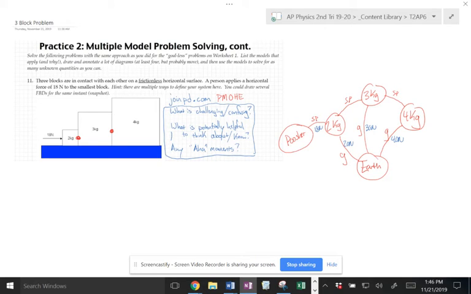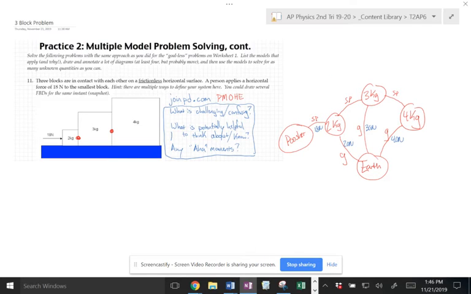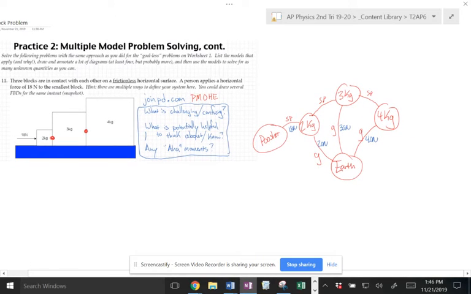All right. Anything else we need to have here in our system schema? So interaction with what object? I mean, it doesn't really say table or anything. It just says surface. I'm going to call it surface.